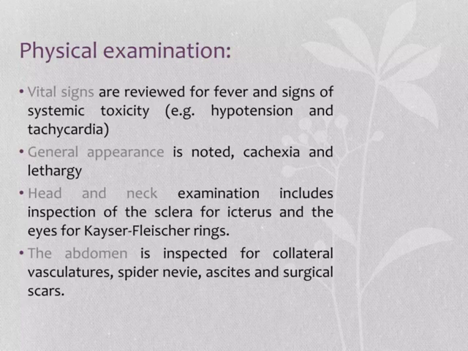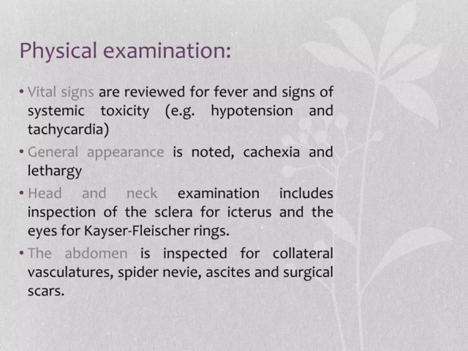and then check the head and neck examination, which also includes inspection of the sclera for icterus, and the mucous membrane under the tongue, and the yellowish skin usually appears in jaundice if the bilirubin level is greater than 3.5 mg per deciliter. And then we go to the abdomen.